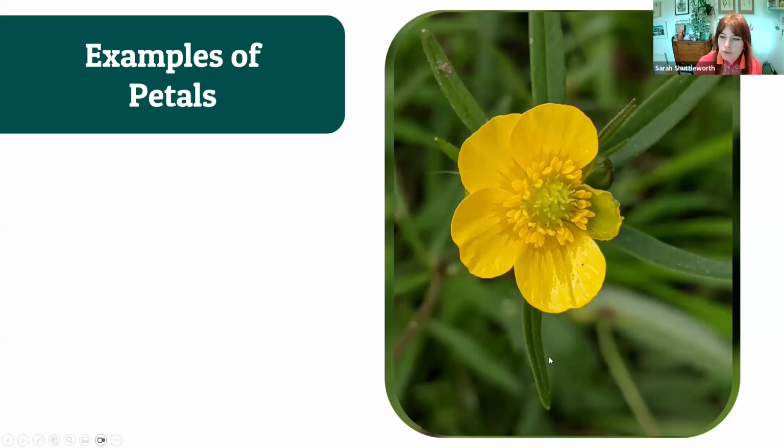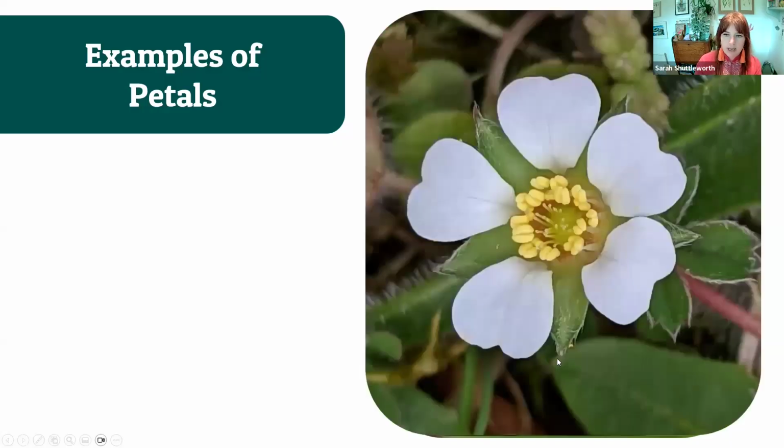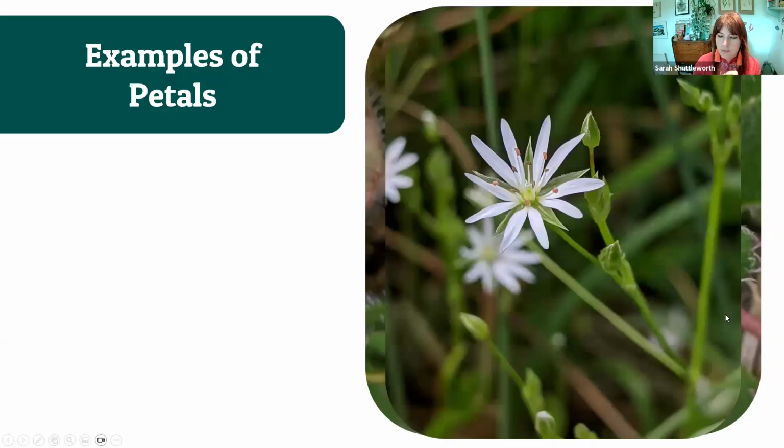So again, petals playing an important ID feature there. On this barren strawberry, though, it's the fact that they're spaced apart enough to be able to see the sepals in between, and that's how spaced apart they are. But also the fact that they're slightly notched, giving us that nice heart shape. So that's a key feature there.